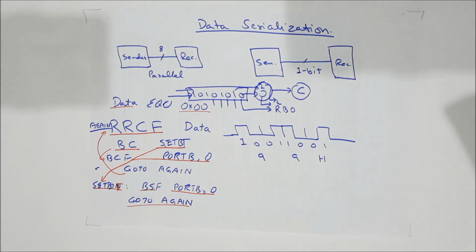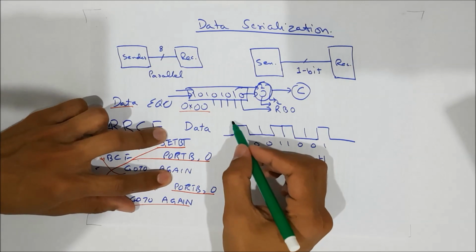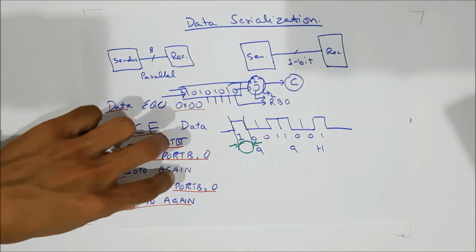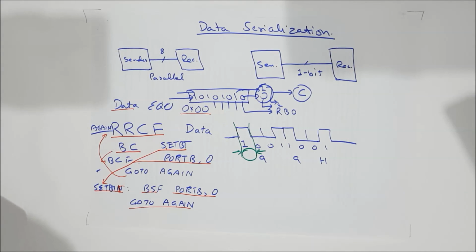This loop will keep running infinite times, but we know that the data in PIC microcontroller is only 8-bit, so we can make a counter of 8 and run this loop only 8 times to send the complete data. Now a question arises: what is the value of this time? After how much time will the bit change from 1 to 0?